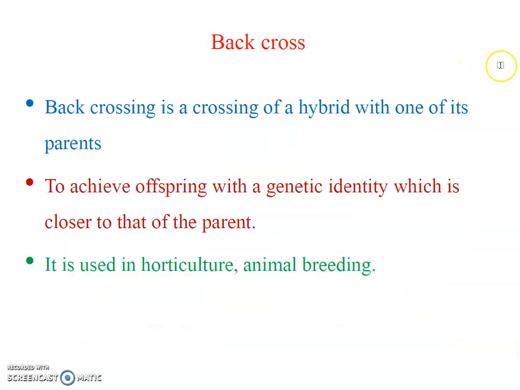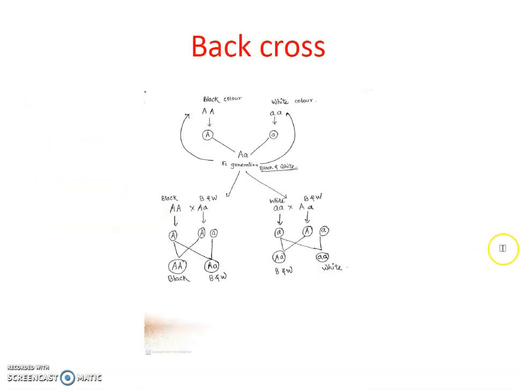Then the second type is a back cross. Back crossing is the crossing of a hybrid with one of its parents, to achieve offspring with genetic identity closer to that of the parent, and it is used in horticulture and animal breeding. So see, backcross means what?